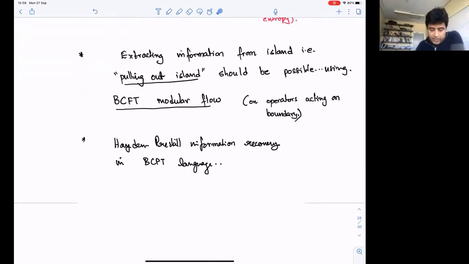There are various interesting things that one can now start understanding, in particular because there is this one-to-one correspondence between the BCFT picture and the black hole picture. One can understand how to extract information out from the island into the radiation. And this can be done in the BCFT picture by doing something like modular flow, acting on the boundary degrees of freedom by some operator, and then using the BCFT modular Hamiltonian to induce modular flow and pull out that action into the bulk of the CFT. So there are several interesting physical questions.